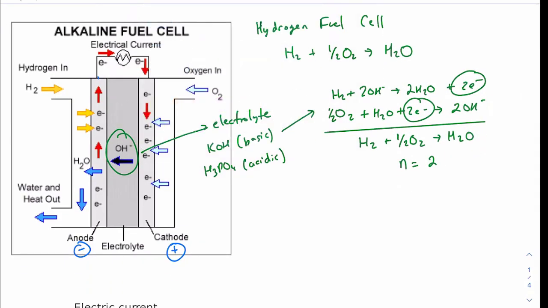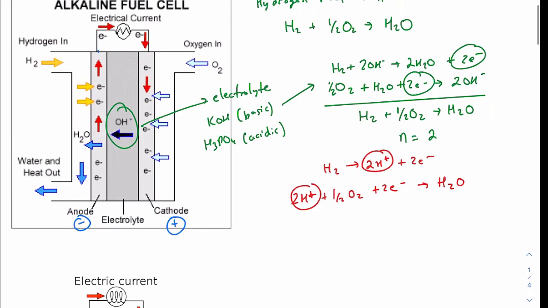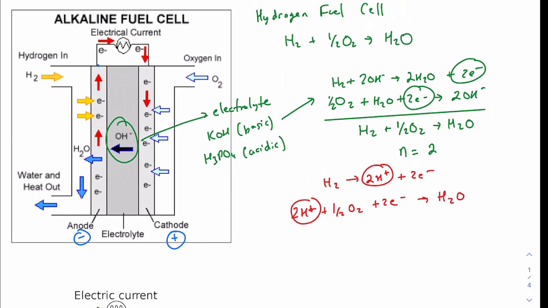With the acidic, it's the same idea, but you've just got now this reaction. So instead of being in an OH solution, you've got H plus. So you notice these H pluses in the reactions instead. It still adds up to the same reaction, and overall, whether it's acidic or basic, you're converting hydrogen and oxygen gas into water.